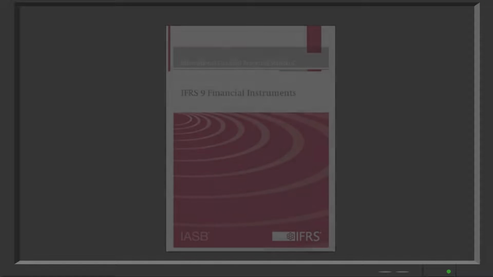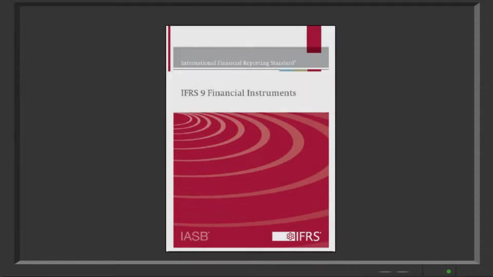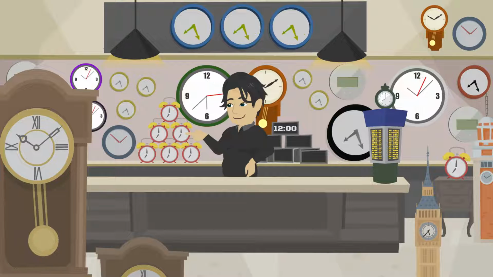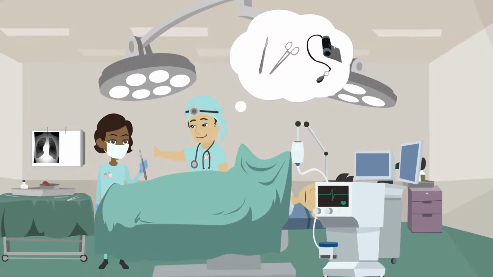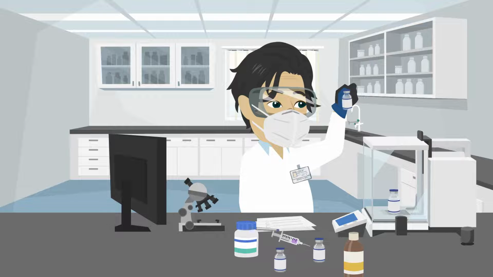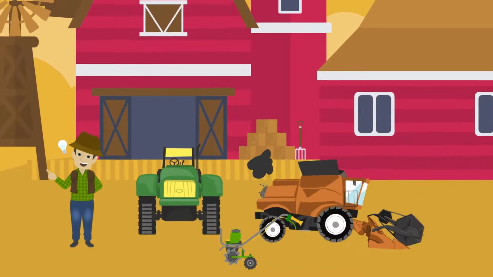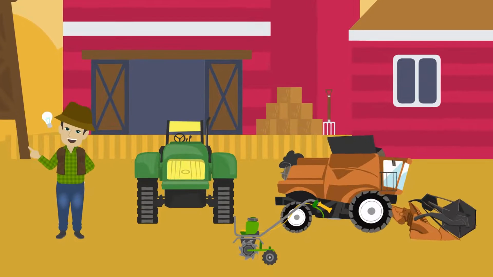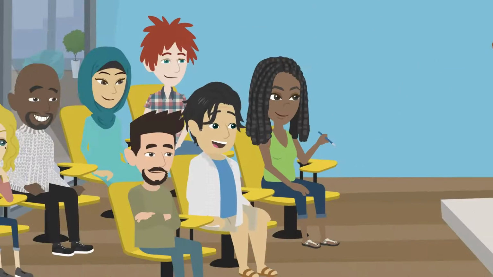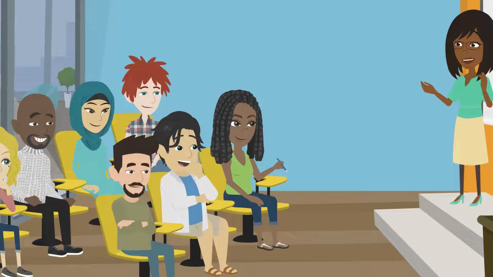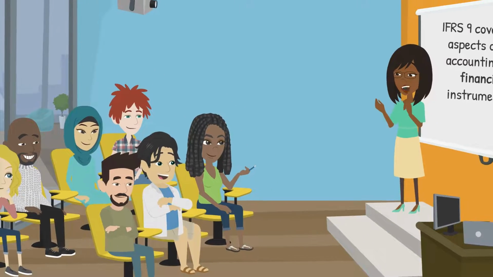IFRS 9 provides guidance on all aspects of the accounting for financial instruments. No, not those kind of instruments. Nope, not those either. Again, not that kind. Okay, this is getting ridiculous. Those aren't even instruments, they're implements. IFRS 9 covers all aspects of the accounting for financial instruments.